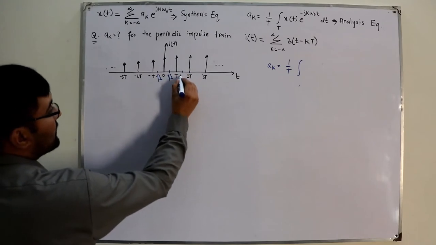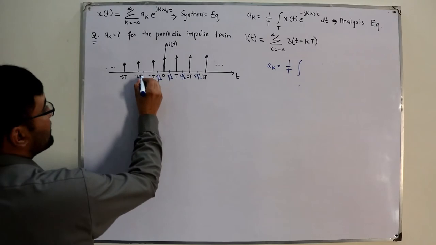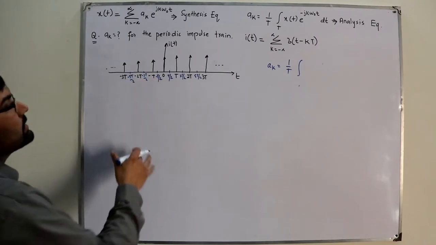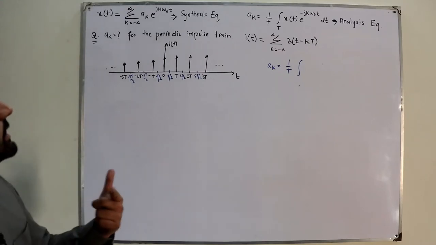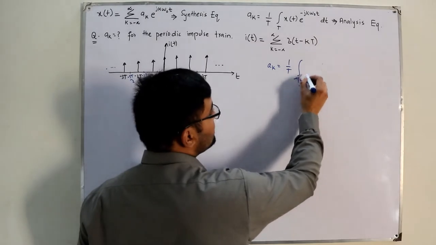Similarly, over here you have 3T by 2, you have 5T by 2 and so on. Similarly, over here you have negative 3T by 2, negative 5T by 2. So you can take any one period. One period of my choice is, let's say, negative T by 2 to positive T by 2.